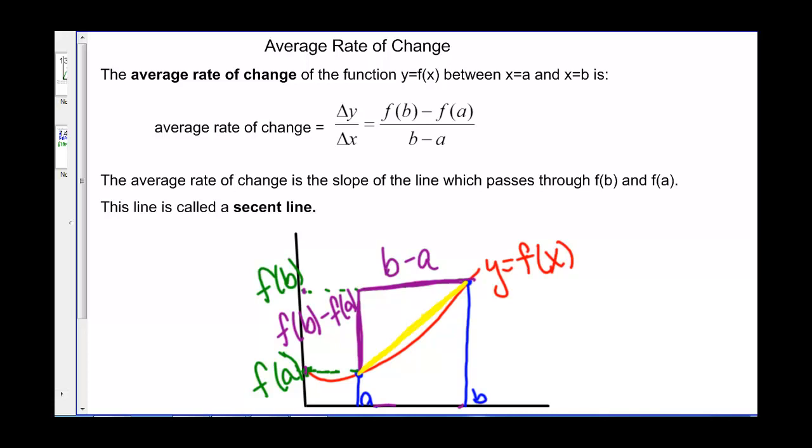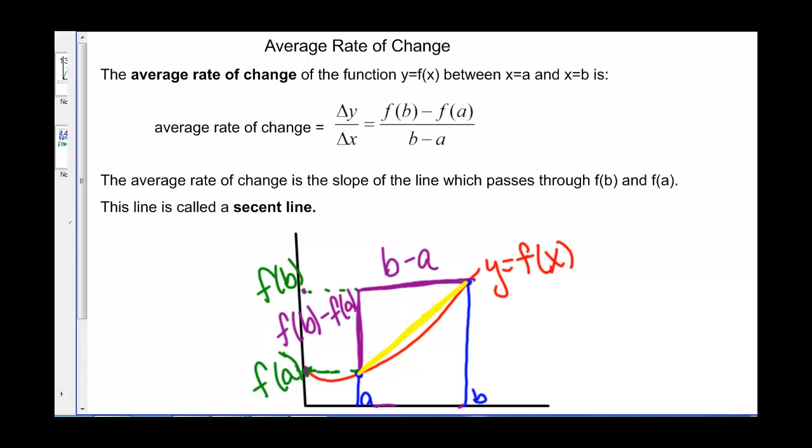The average rate of change of the function y equals f of x between x equals a and x equals b is the change in y over the change in x, which is equal to f of b minus f of a over b minus a. That might look familiar as being slope. The average rate of change is the slope of the line which passes through f of b and f of a, and this is called a secant line.